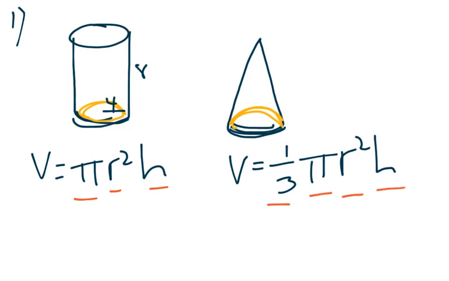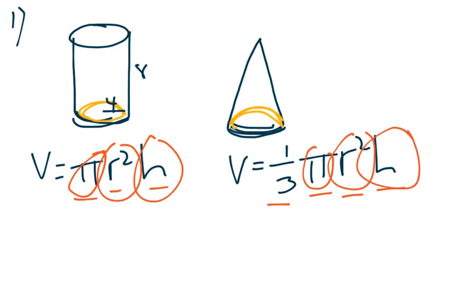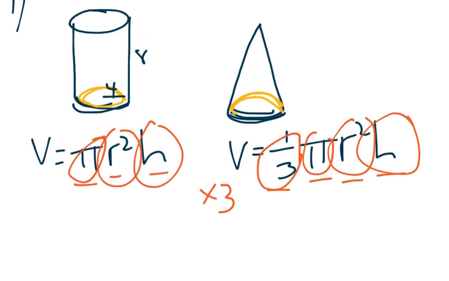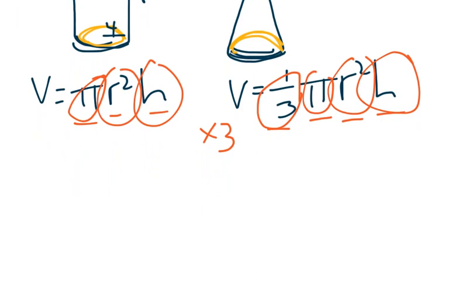So they're virtually the same. They have the pi in common, they have the r squared in common, and they have the height in common. The only difference is that you are dividing the cone by 3 or multiplying it by 1/3. So if you multiply the cone by 3, you would have the same volume as the cylinder. So because of that, the cylinder is 3 times larger than the cone. And that's your answer for number 1.